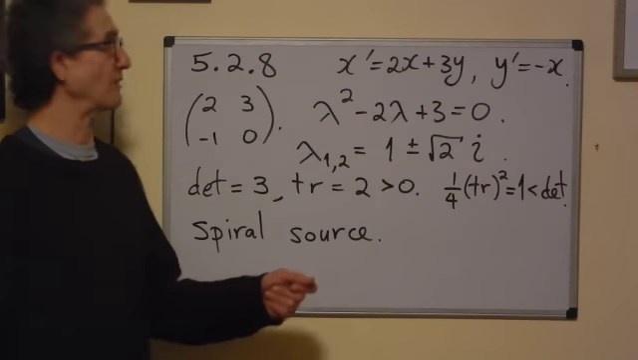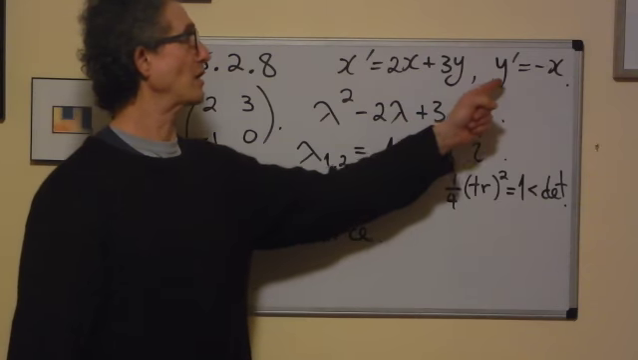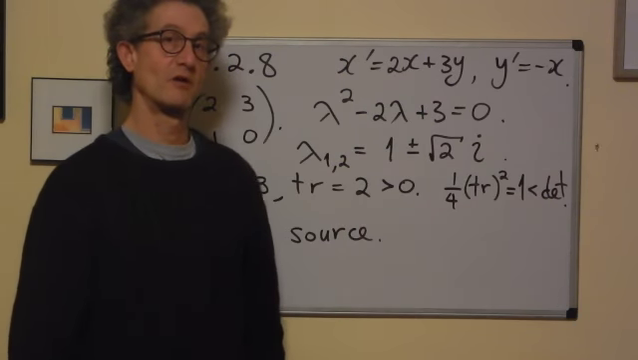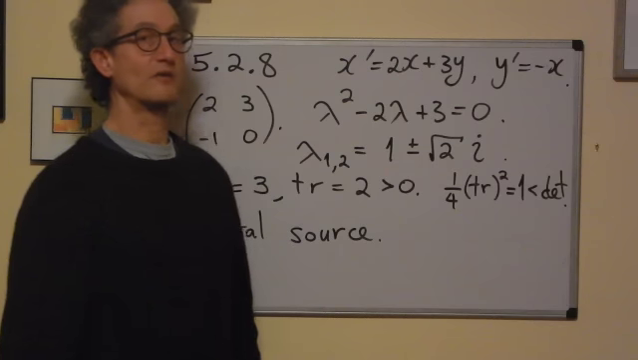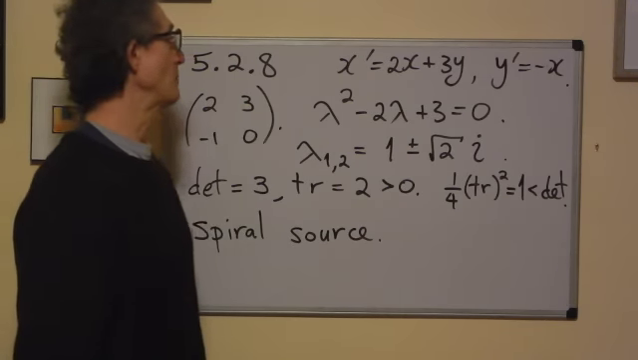We'd like to look at this linear system. x' is 2x plus 3y. y' is equal to minus x. We know how to solve systems like this, but we would like to decide the behavior here fairly quickly.